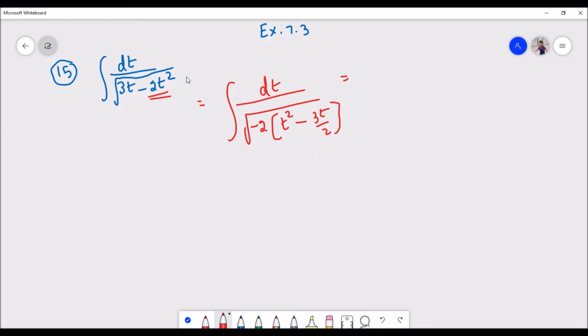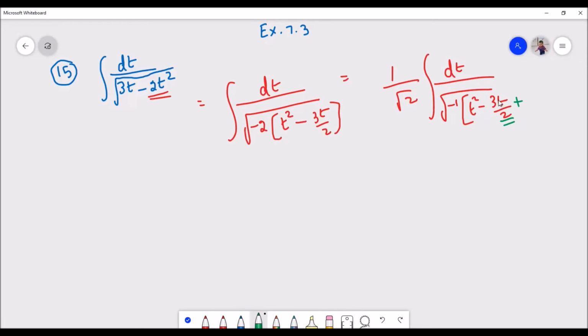Now we can take 2 outside. So 1 by root 2 of integration of dt divided by root over, negative sign is there still, we can write as minus 1 of t square minus 3t by 2. Now this 3t by 2 is nothing but the 2ab term. So to make it a perfect square, we will add and subtract 3t by 2 by 2, that is b by 2 whole square. So we will add and subtract 9 by 4 t square term.